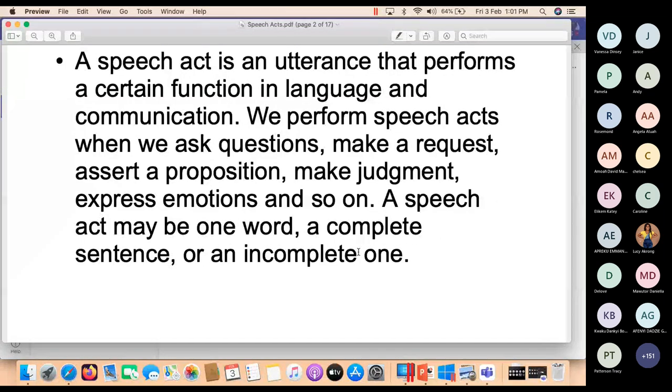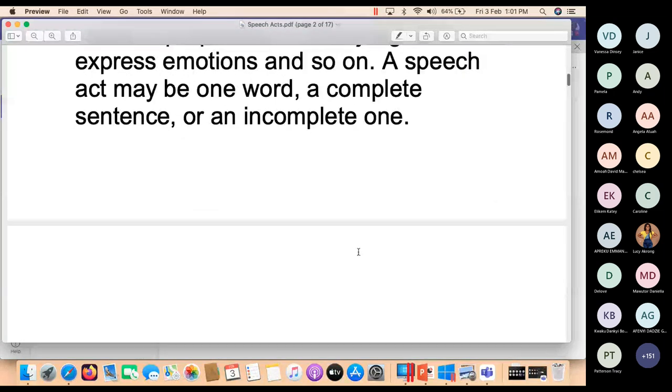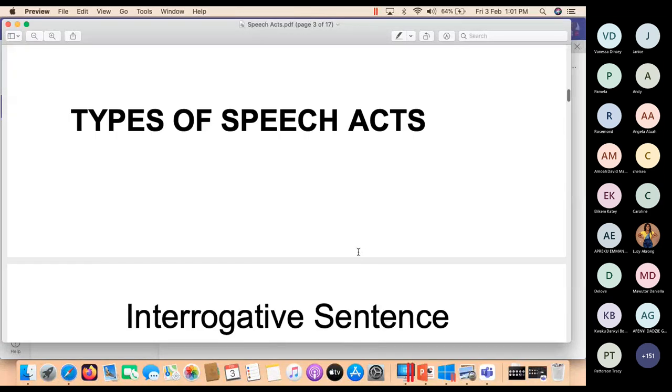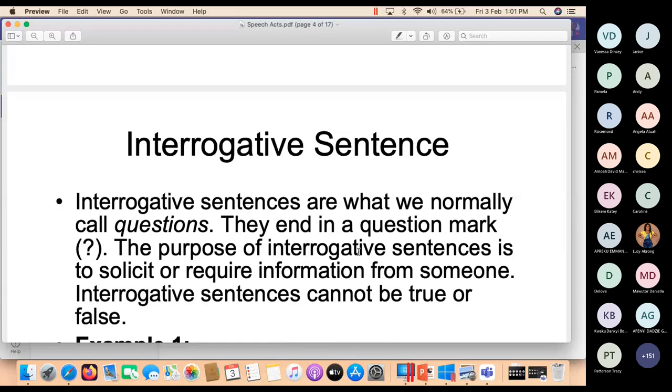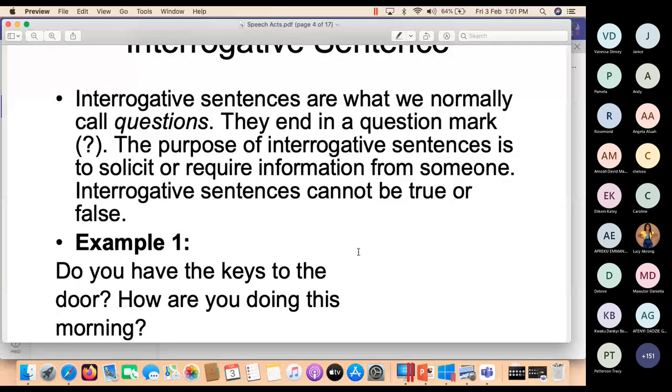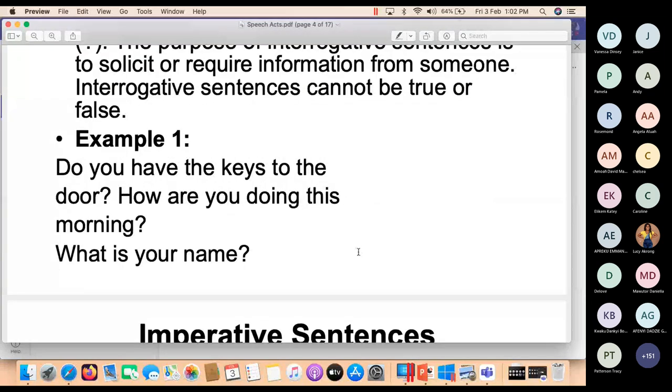And also, basically, a speech act is whatever comes out of your mouth. So the question is, which one is it? What kind of speech act? So there we go into categories or types of speech acts. And then the first, the most prominent one is interrogative sentence. Interrogative sentences are what we normally call questions. They end in a question mark. The purpose of interrogative sentences is to solicit or require information from someone. Do you have keys to the door? How are you doing this morning? What's your name? So these are questions. We call them interrogatives in critical thinking.